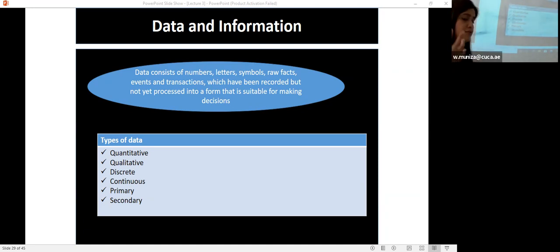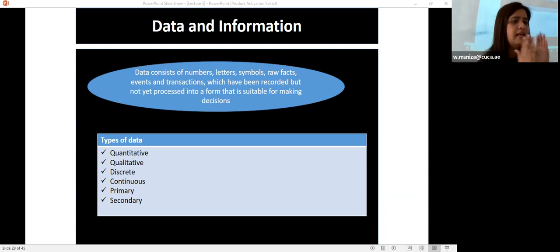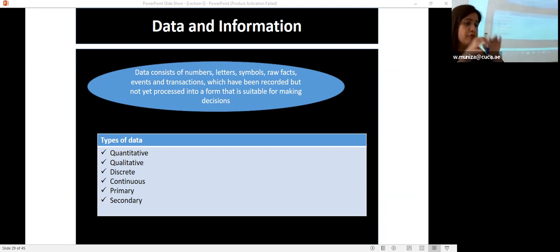Whenever the managers have to make any kind of decisions, whatever data is in front of them, they have to work on that so that the data starts giving meaning. So when processing work is performed on some raw facts and figures, it will then be converted to information.